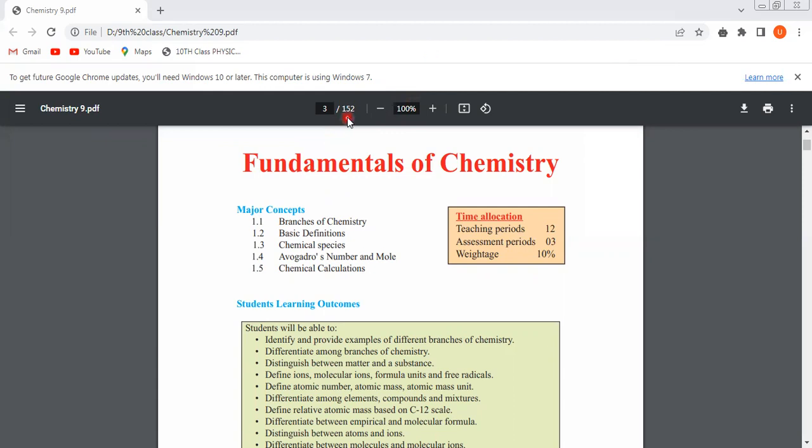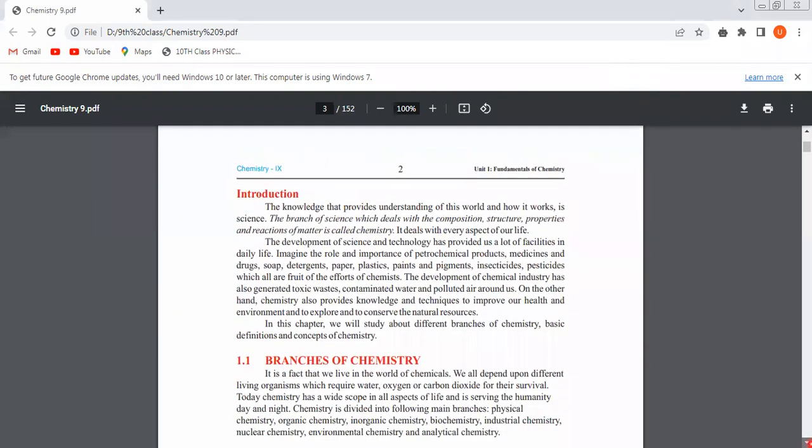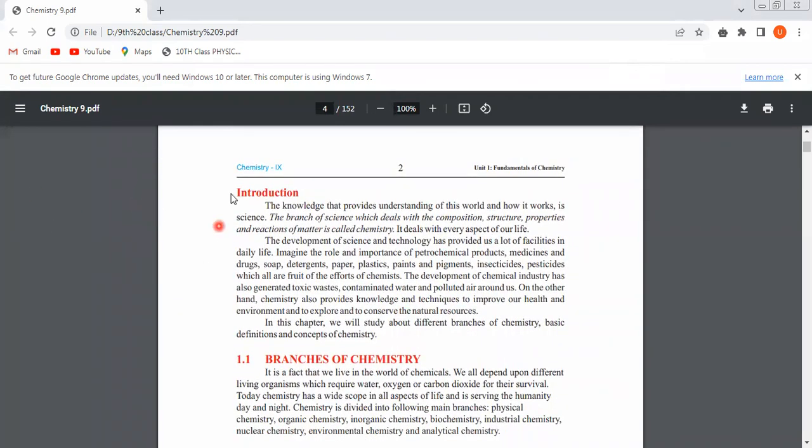Bismillahirrahmanirrahim. Chapter 1, Fundamentals of Chemistry. Introduction. The knowledge that provides understanding for this world and how it works.